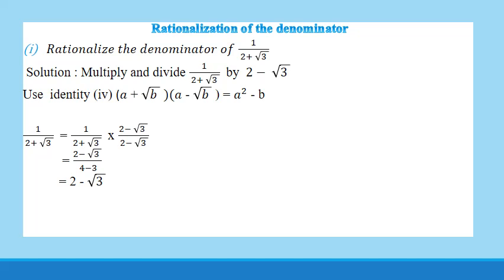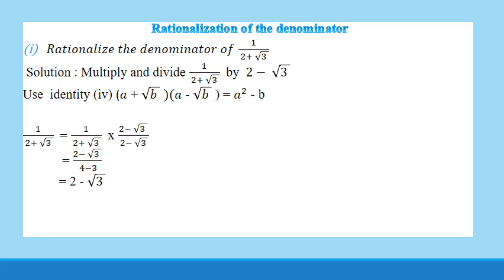Now the second one is here. Now a binomial is there, 1 upon 2 plus root 3. Now we have to multiply by its conjugate. Conjugate means the sign which joins the two terms, that we have to change. Means if here it is plus, we will take the minus. That is, we multiply and divide both numerator and denominator by 2 minus root 3. So 1 upon 2 plus root 3 equals 1 upon 2 plus root 3 into 2 minus root 3 upon 2 minus root 3.